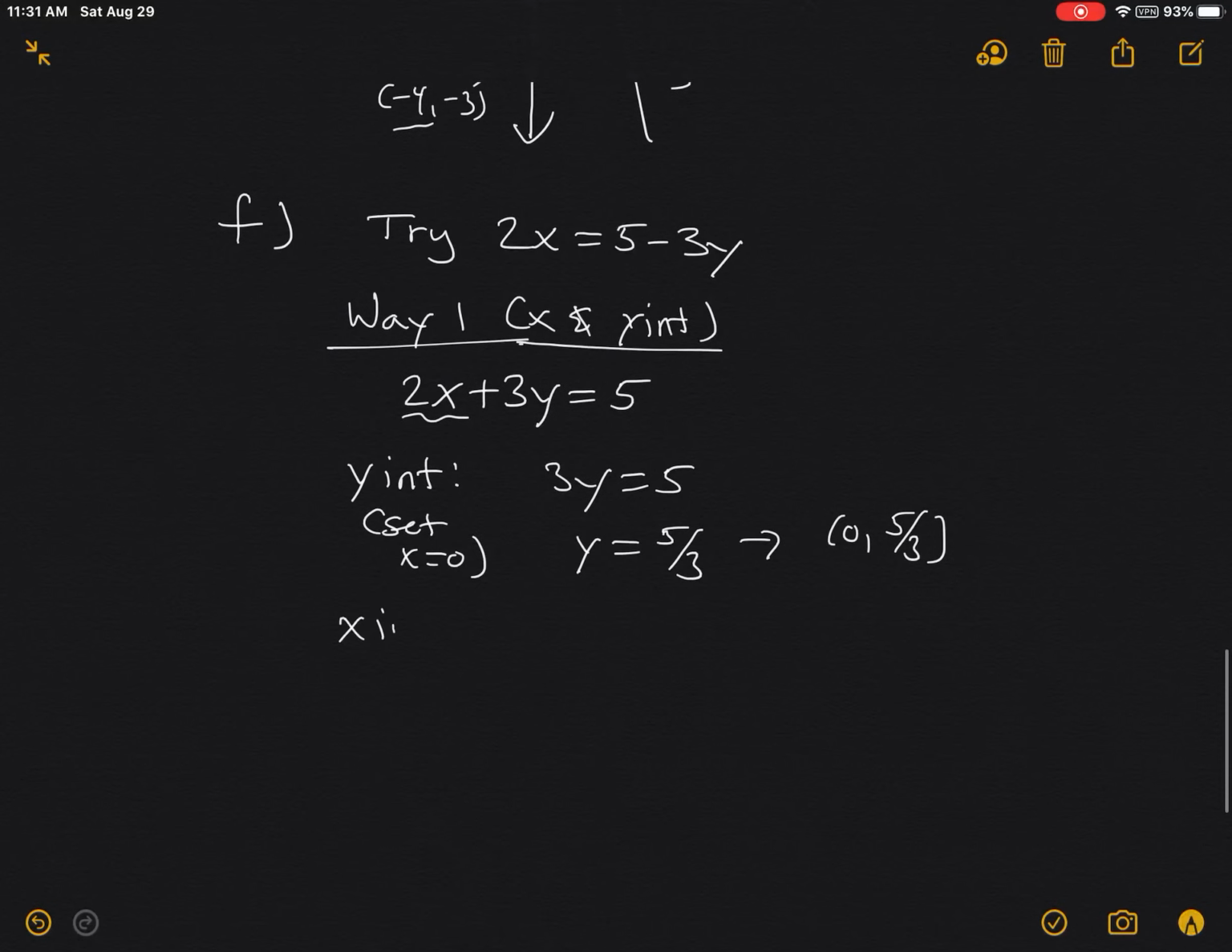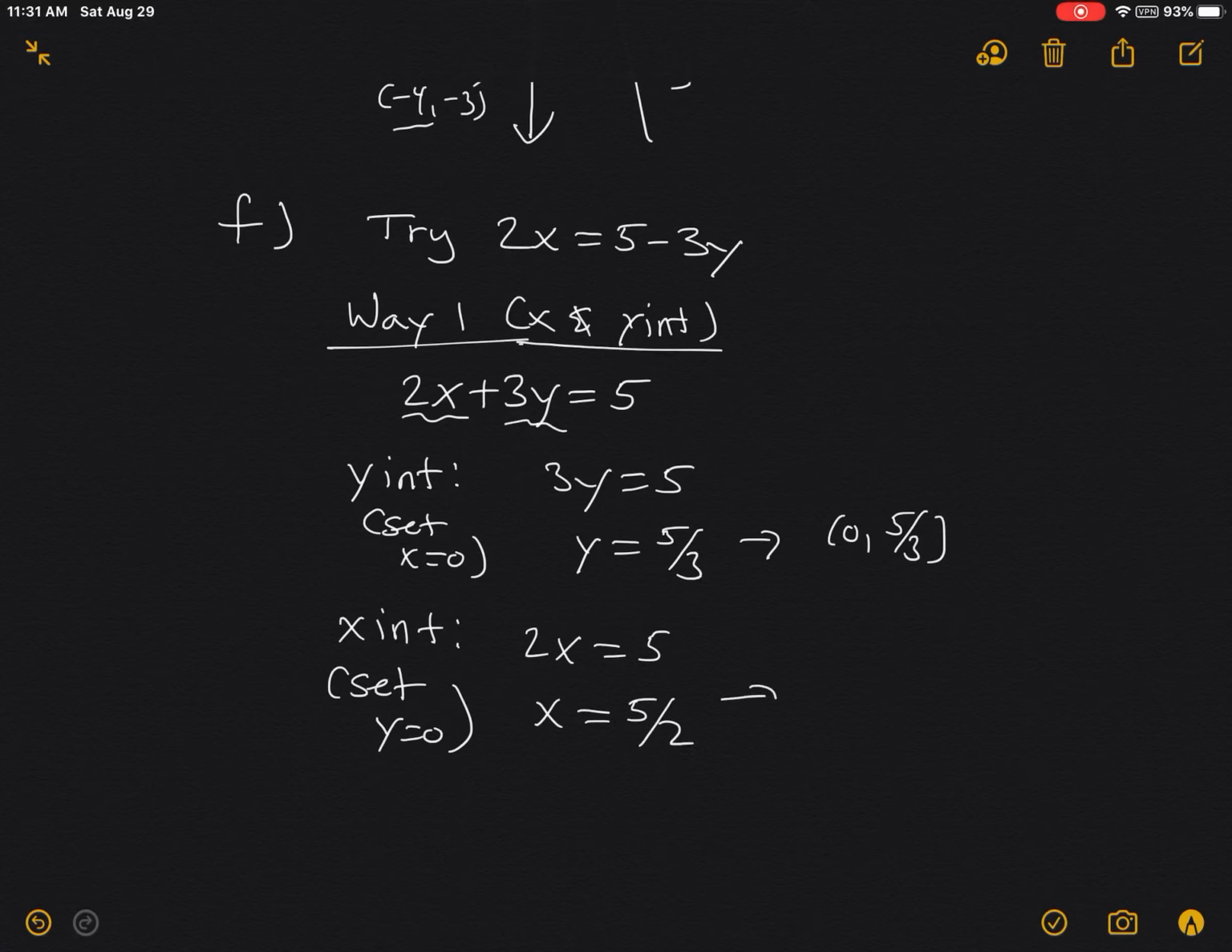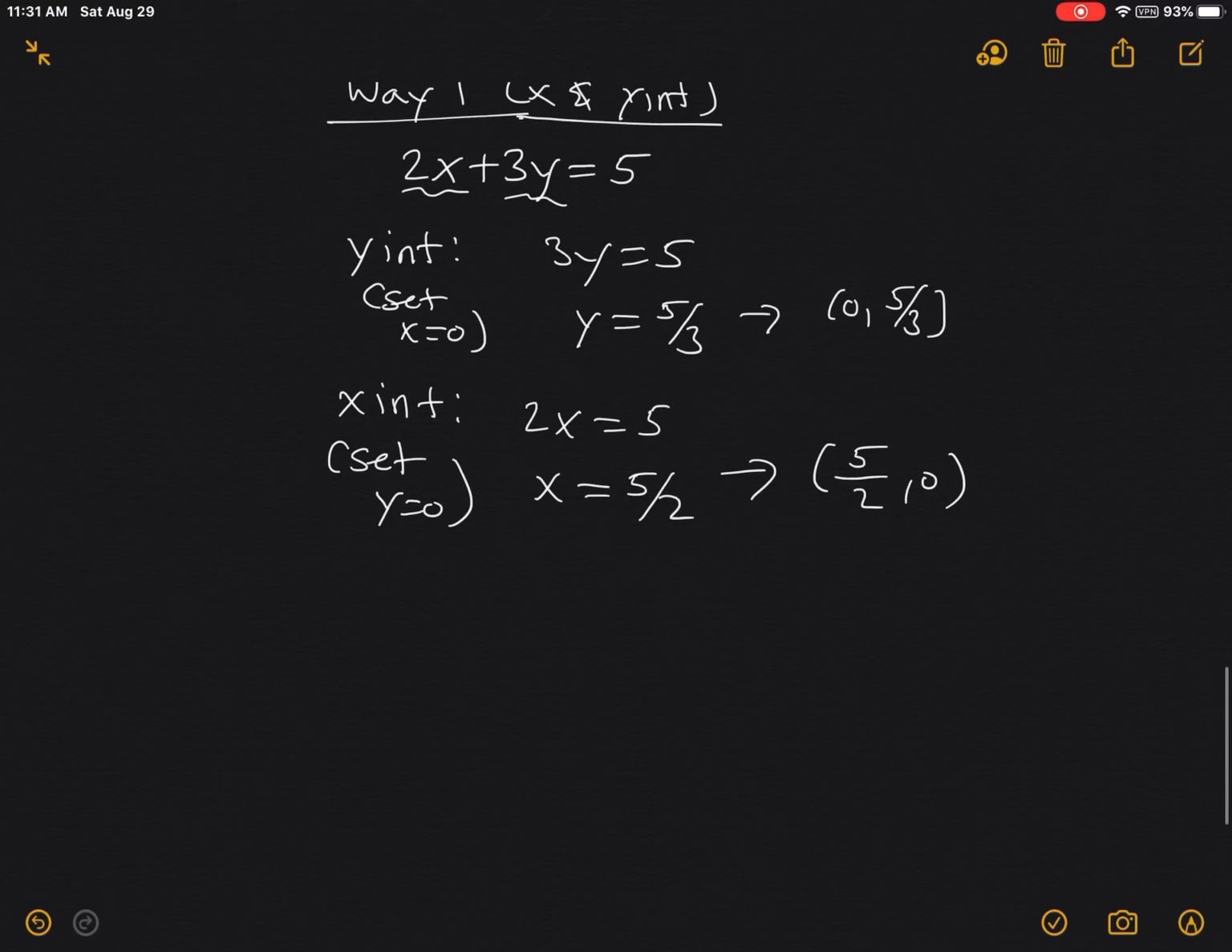And if I want to get the x-intercept, I set y equal to 0. Again, showing you a little bit less work this time, I set this guy equal to 0. If this guy goes to 0, it becomes 2x is equal to 5. X is equal to 5/2. There's your x-intercept. Okay, so right away you have 2 points.